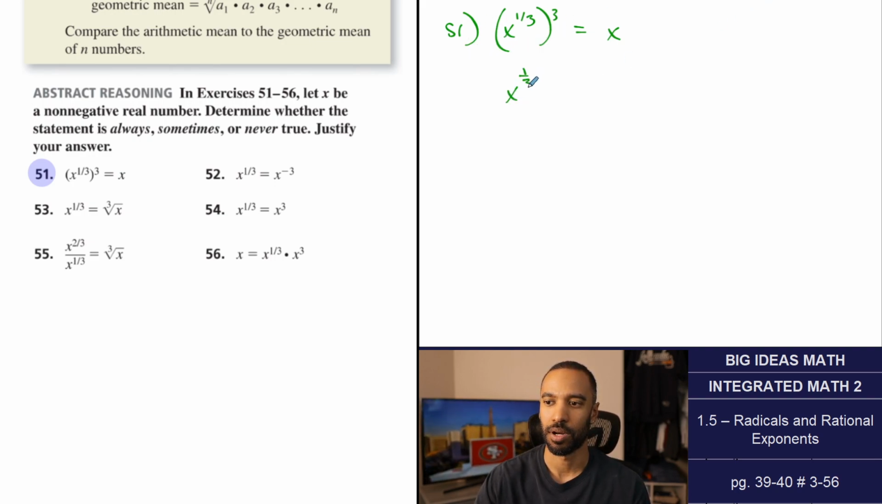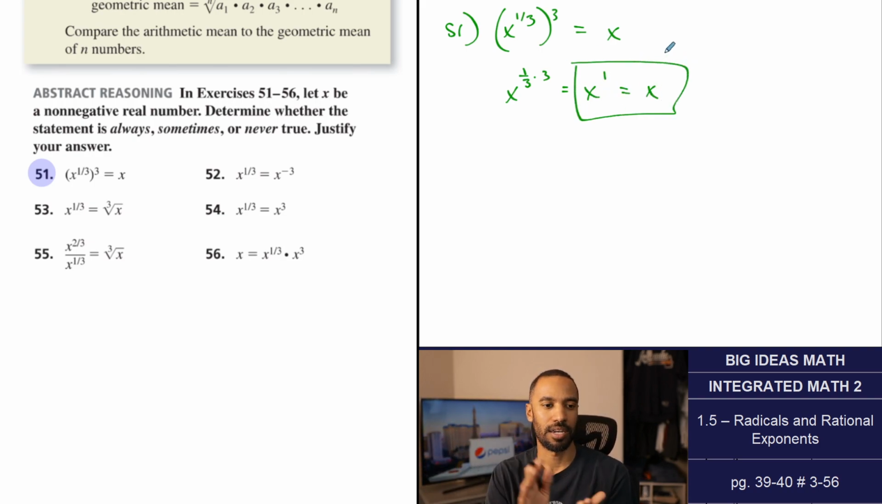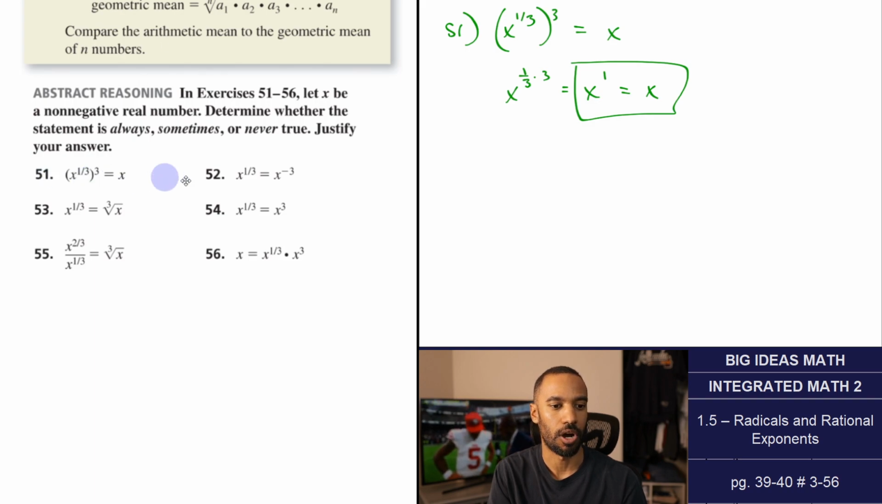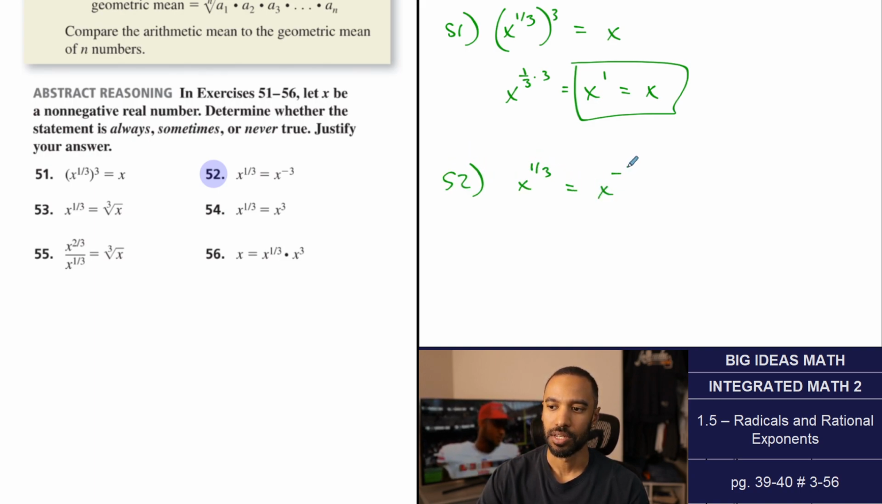This is x to the 1/3 times 3, which is x to the first, which is indeed x. That should be an always true case for non-negative real numbers. And for negative real numbers as well, but that should be an always true case. 52, x to the 1/3 equals x to the negative third.